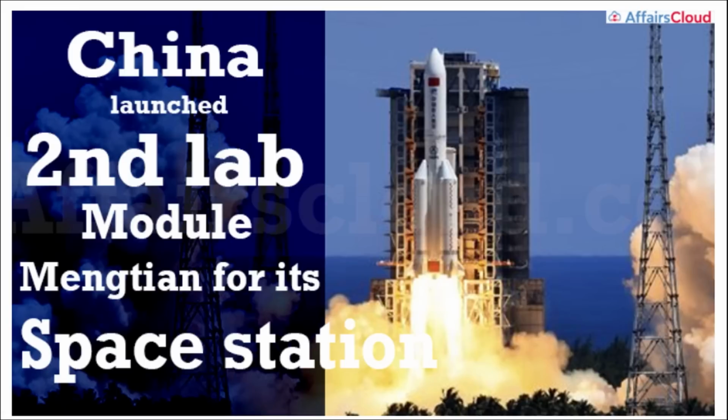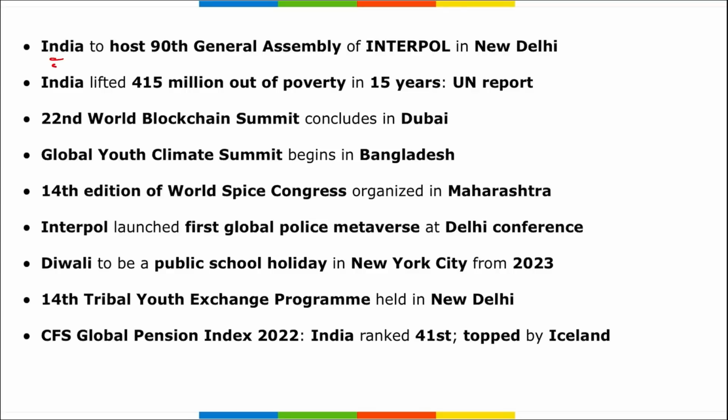Then China has recently launched their second lab module, that is Mengtian, for the space station, and they have their own space station by the name Tiangong Space Station, and its construction is planned to be over by the end of the year 2022 or by the first quarter of the year 2023. Next to it, you need to remember that recently they have launched 3 crew members to their own international space station, that is Tiangong Space Station, and they will be there for 6 months doing research on various projects. Next, India will host the 90th General Assembly of Interpol in New Delhi.